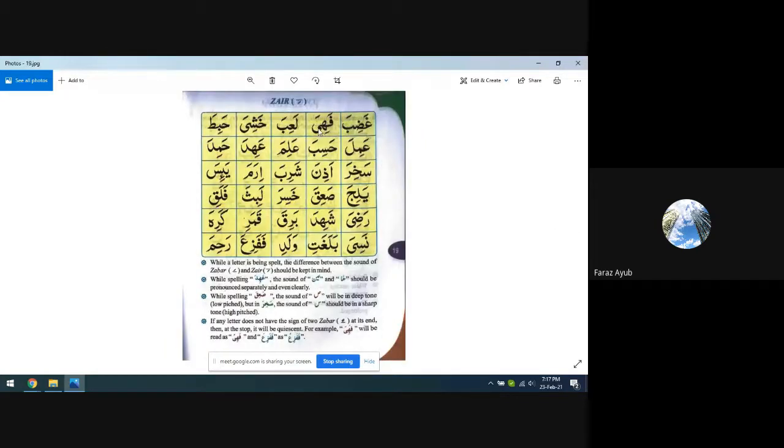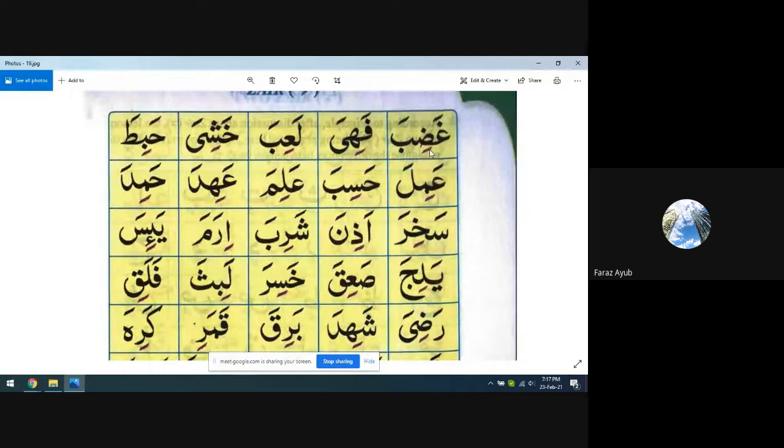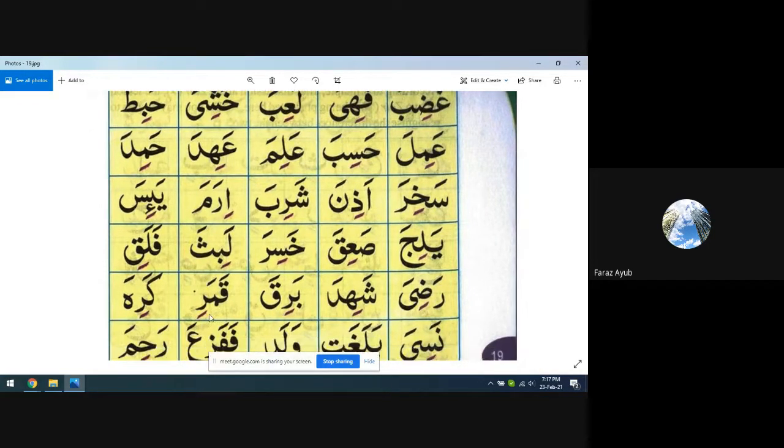So this is the exercise of zir and zabar also. If you want to stop on Ghaziba, then Ghaziba becomes Ghazib. And if the last letter has a kasra and you want to stop on it, then also just like here, Qamari becomes Qamar, and Falaqi becomes Falaq.